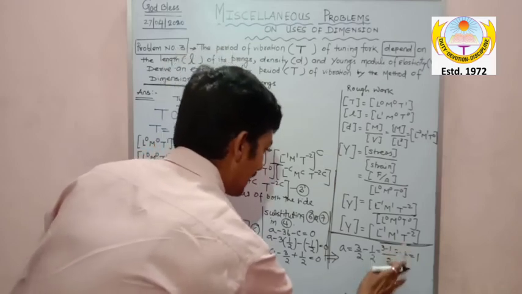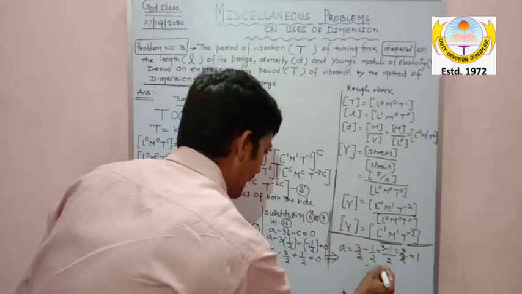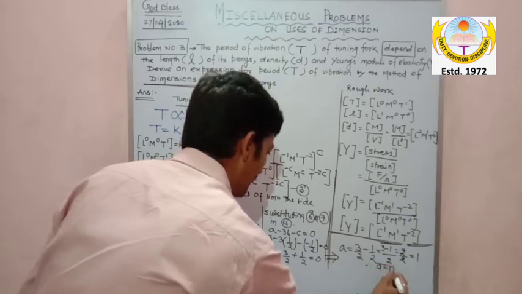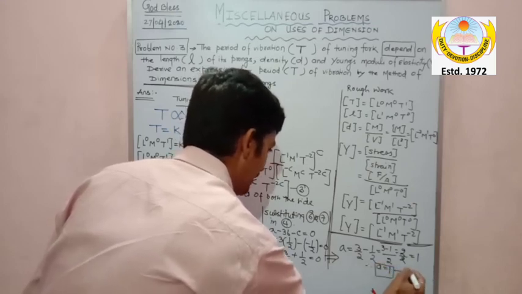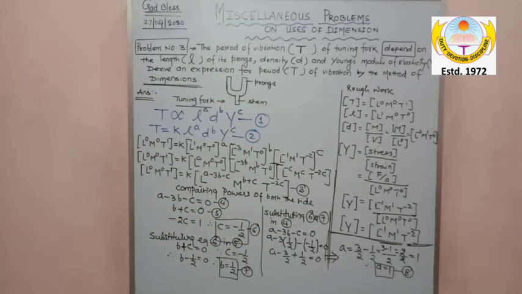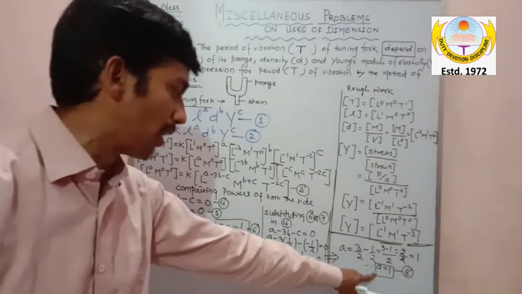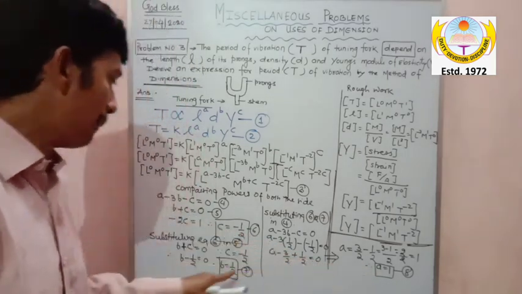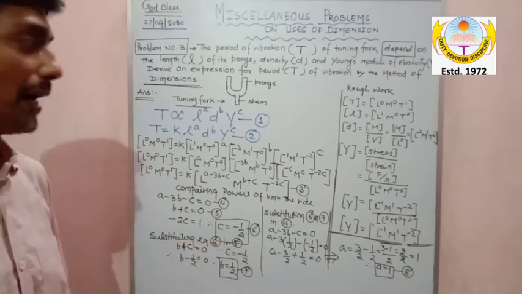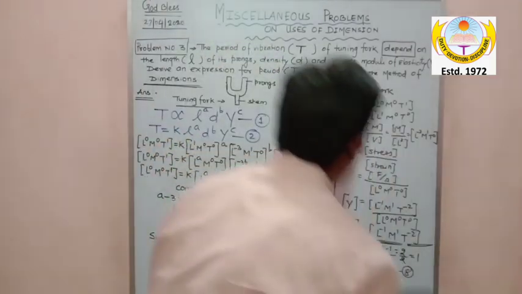So I think you got the answer. Therefore, A is equal to 1. That is equation number 8. A is equal to 1, that is your equation number 8. So you got 6, you got 7, you got 8. A is 1, B is half, and C is minus half. Now, my dear, I will rub this and I will tell you the next step.